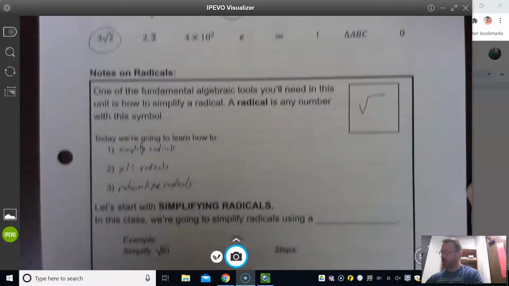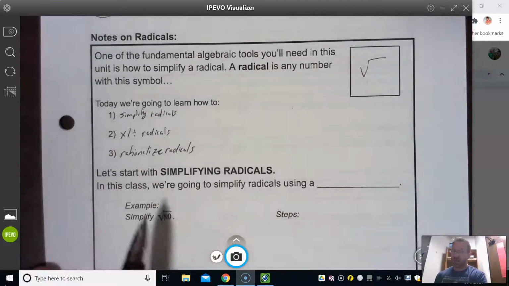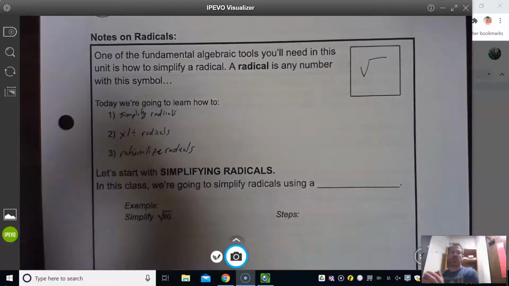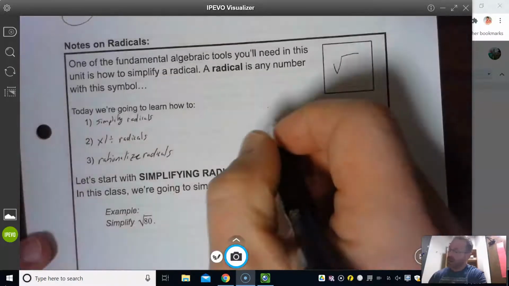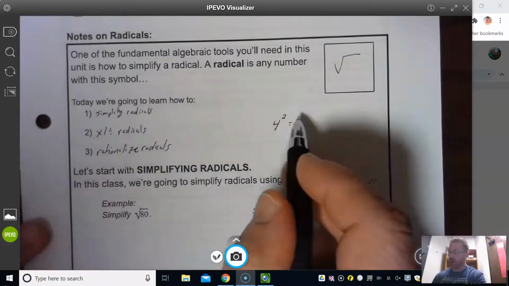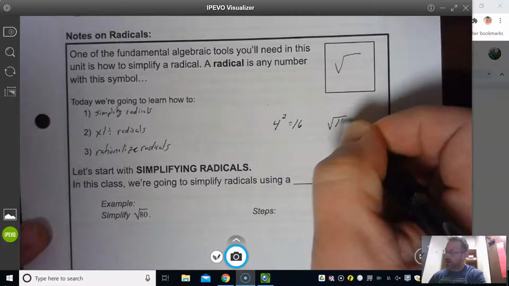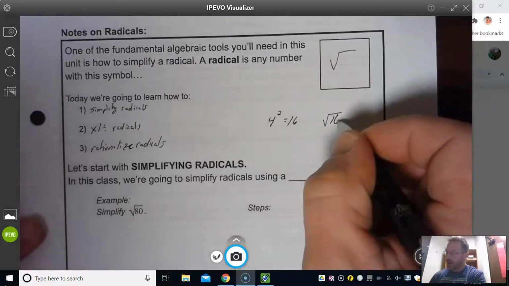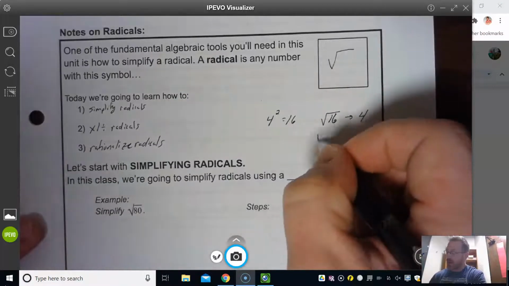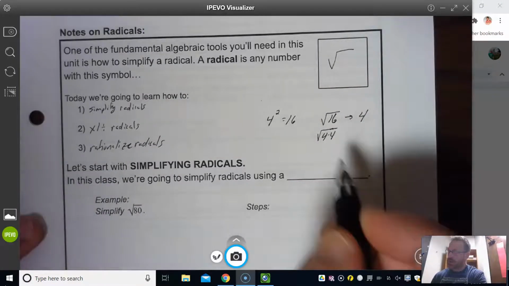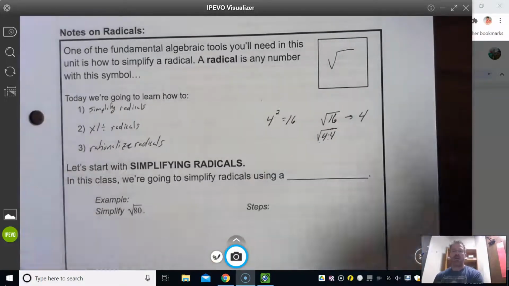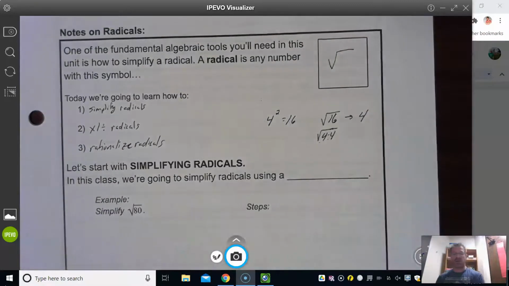So we're going to start with simplifying. Now, when we think about what a square root is, a square root is the opposite of a square. So when we think about 4 squared, we get 16, right? So we square 4. When we take the square root of 16, that's going to reverse that, and it's going to take us back to 4. And if we think about that, that's 4 times 4. So what number times itself? The square and the square root are inverse operations to each other.